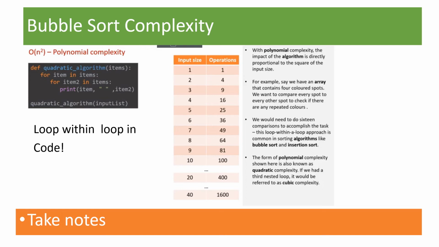If we have an array that contains 4 coloured dots, we want to compare each one to each other dot to check if there's any repeated colours. We'd need to do 16 comparisons. An example of polynomial complexity would be a bubble sort or an insertion sort. Sometimes this can be called quadratic complexity. We can tell it's quadratic because there are two loops, a loop within a loop, or nested loops. However, if there were three loops, this would then be cubic complexity and not quadratic complexity.